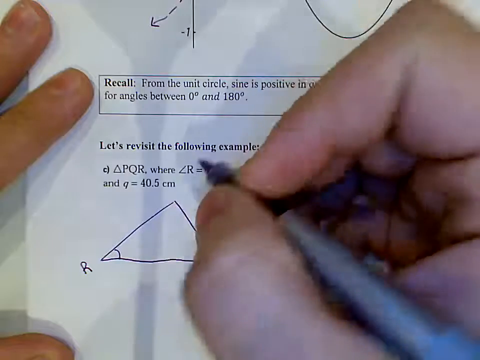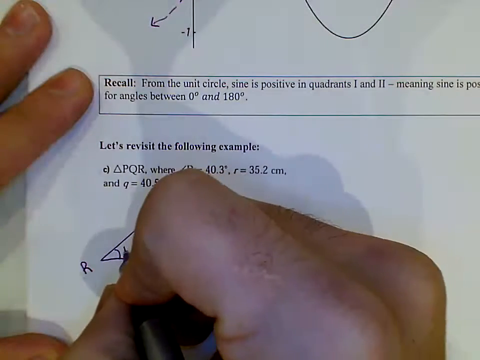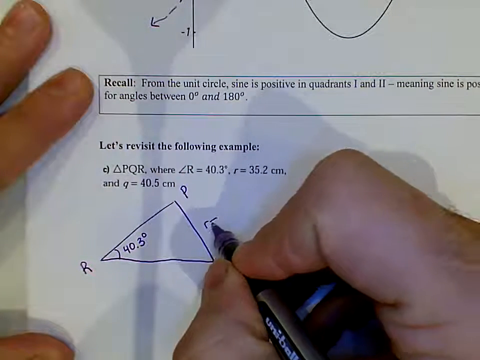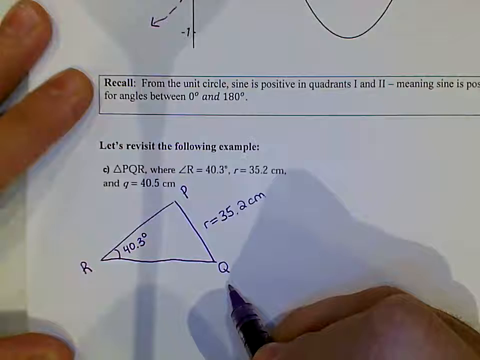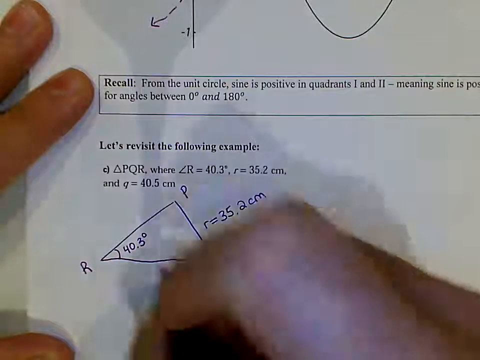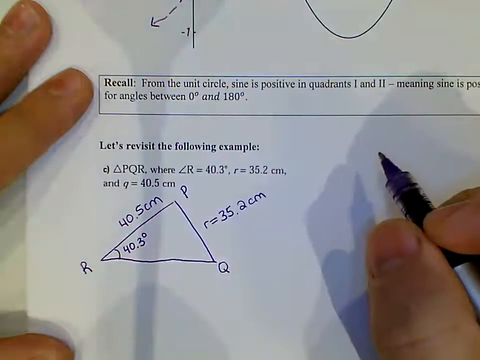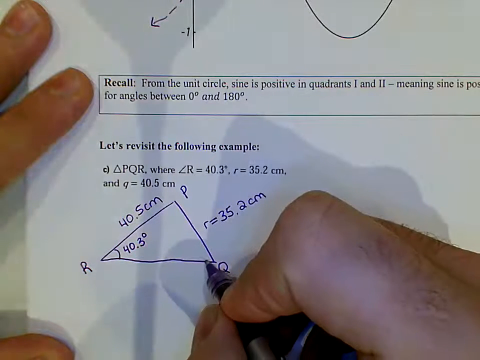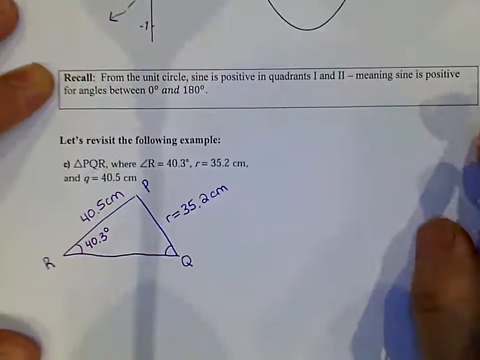So that's PQR there. Angle R is 40.3 degrees. Side length R is 35.2 centimeters. And side length Q is 40.5 centimeters. And they want us to, I guess, solve the whole triangle. So let's figure out what angle Q is using the sine law.